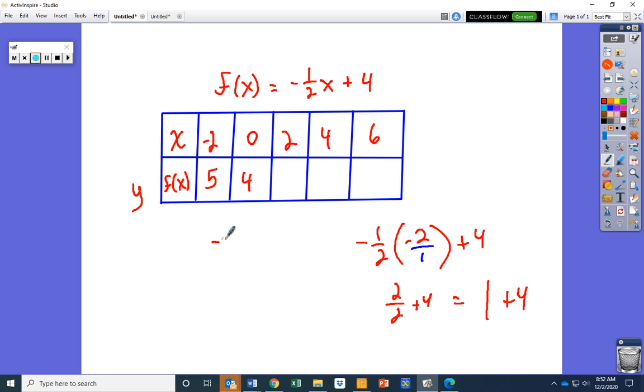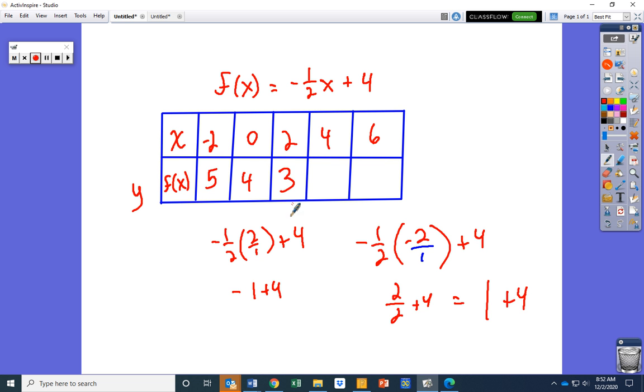Okay? Now this one I have a 2. So I have negative 1 half times 2 over 1 plus 4. Well, first of all, I know it's going to be negative, right? Now, what's 2 over 2? 1. So this is negative 1 plus 4. What's negative 1 plus 4? Negative 5. You owe me $1. You have 4. Do you have money left?